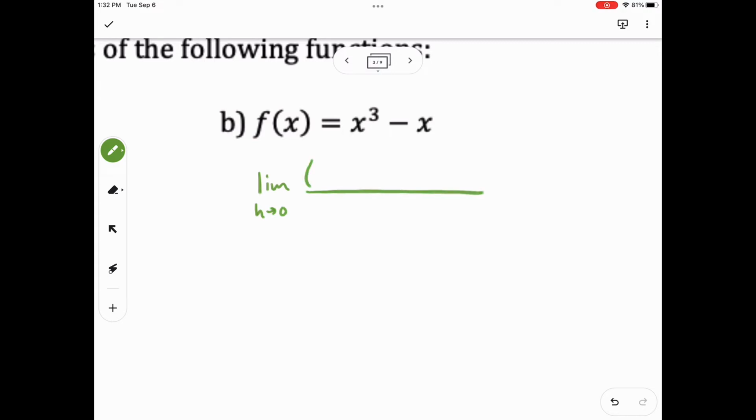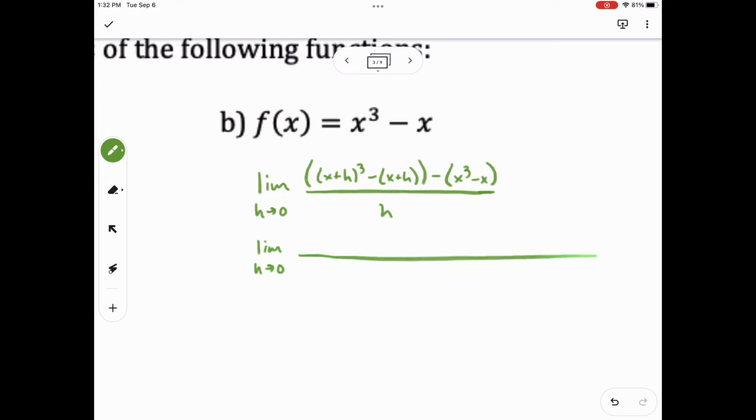I have x cubed minus x. I'm going to plug in x plus h into both. That's the first part, and then I'm just going to have the original part for the second one. So that's what the 2 big parentheses are for. Now, same thing, I have to multiply all that stuff out.